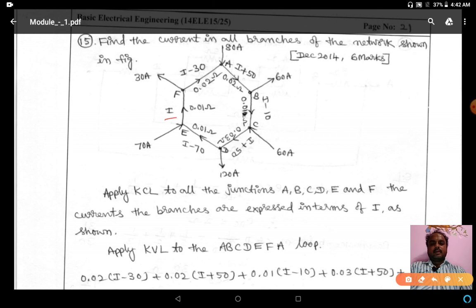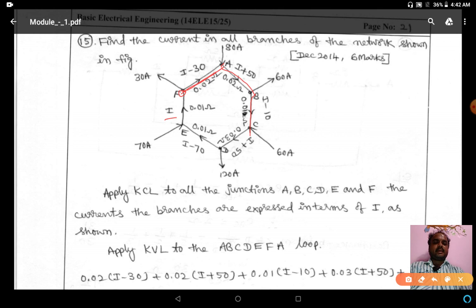So at F point, I current is entering, 30 amperes current is leaving. So what is the current flowing in this FA? I minus 30. Similarly, I minus 30 amperes current is coming to the A branch, and 80 amperes current is coming to the A branch, and AB branch current is I plus 50.